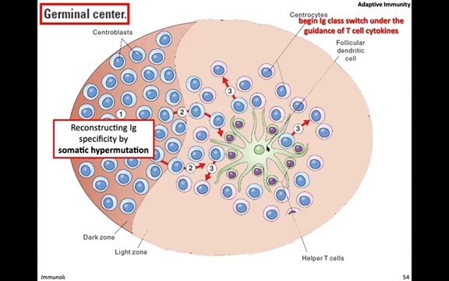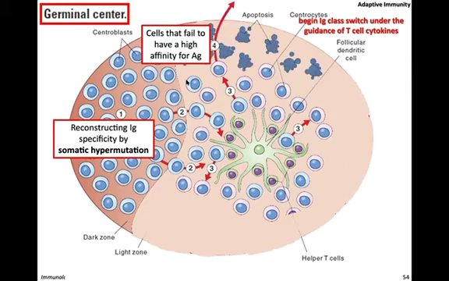So once it recognizes the antigen very well from the antigen-presenting cells, with the help of the cytokines released by the T cell, you can see that cells that fail to have a high affinity after doing successive multiple rounds of somatic hypermutation, if they fail to have a high affinity receptor for the antigen, soon undergo apoptosis and die, these centrocytes or these differentiated B cells.